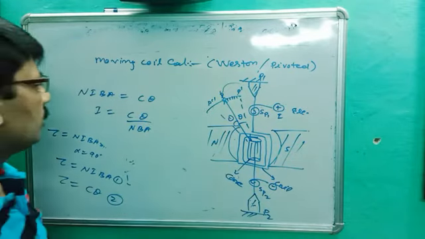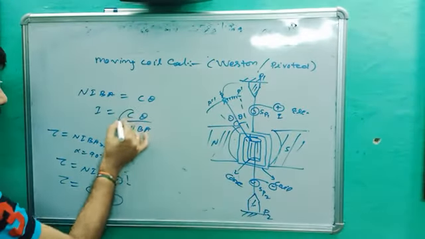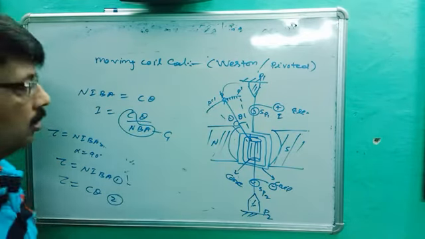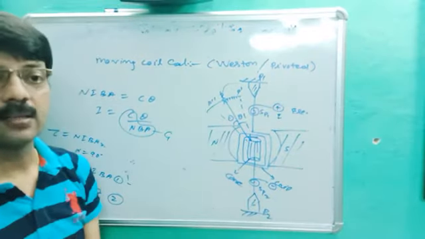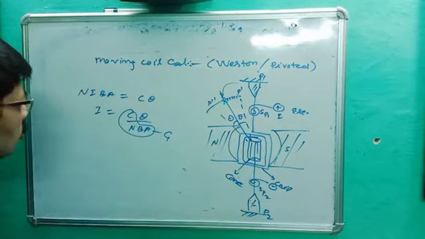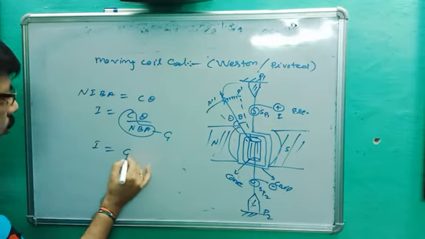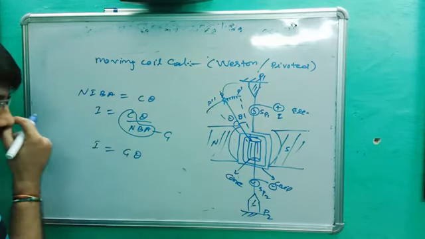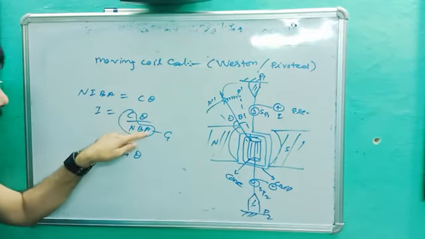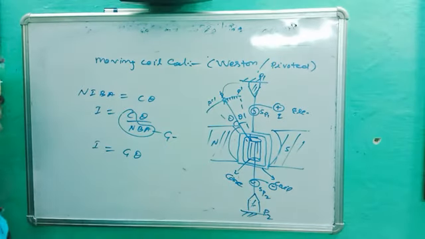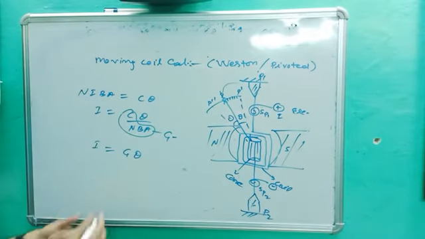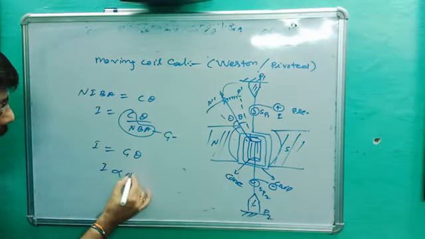I is equal to C theta upon NBA, where C upon NBA is called capital G, the galvanometer constant, or also called the current reduction factor. Very, very important. So we can write I is equal to G theta. You better know, C is constant, N is constant, B magnetic field is constant, area of the rectangular coil is constant, so it is written as G. G is called the galvanometer constant, or it is also known as the current reduction factor. So I is equal to G theta. Remove the G, you will get I proportional to theta.